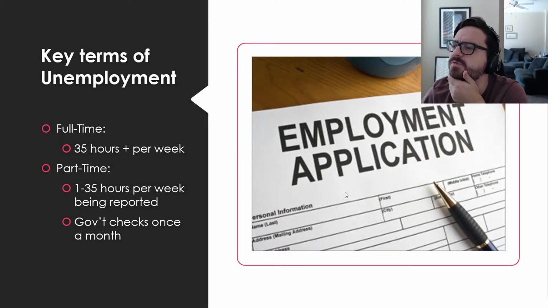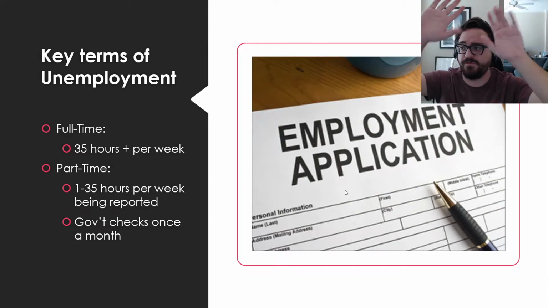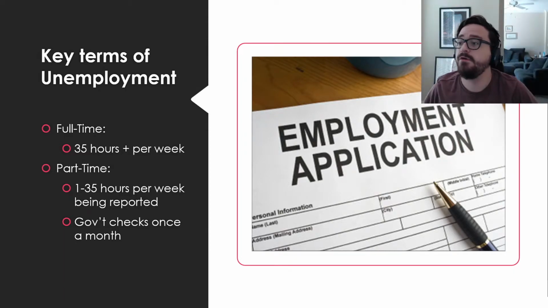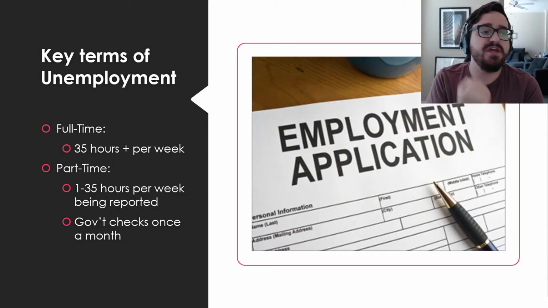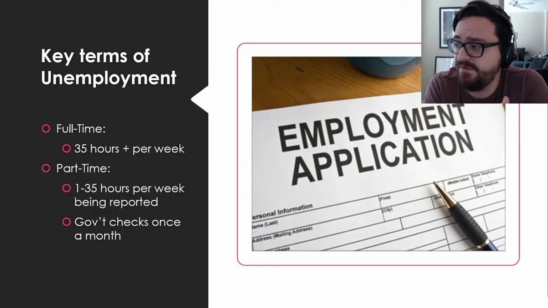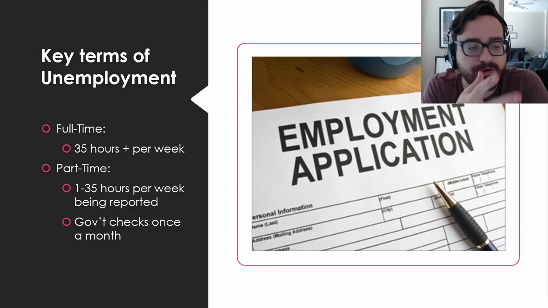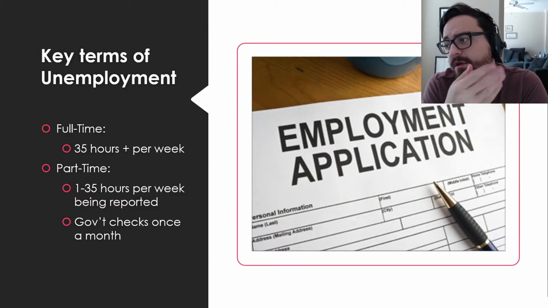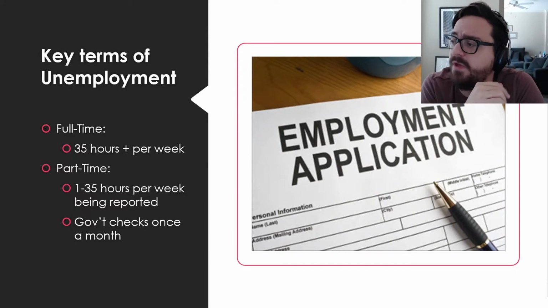A couple of key terms when it comes to unemployment. So that's sort of labor force versus unemployment. Let's get into unemployed versus employed. So we have full-time and part-time workers. This is the government's definition in the United States. 35 hours or more a week, you are full-time. Part-time is between 1 and 35 hours per week of the week being reported.